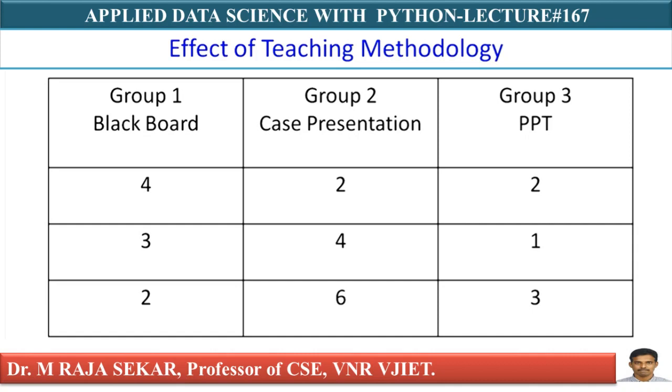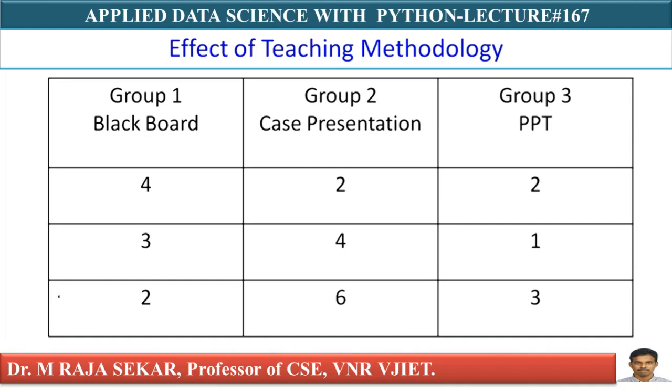Just see this table. How many marks are there? There are 9 marks corresponding to 9 students. So what you see here is the marks obtained by students. Whatever values you are seeing, these are marks.